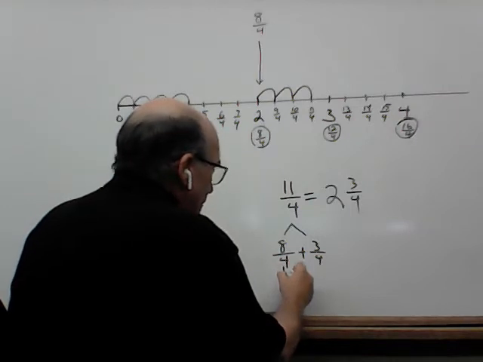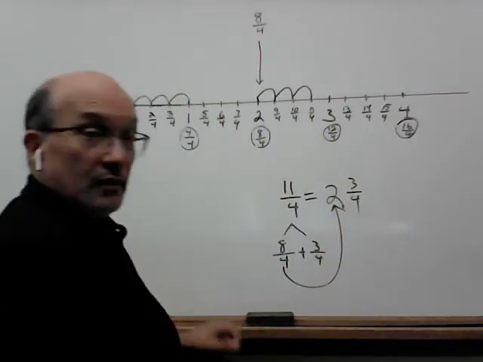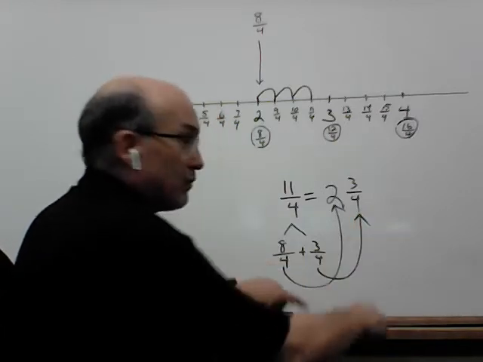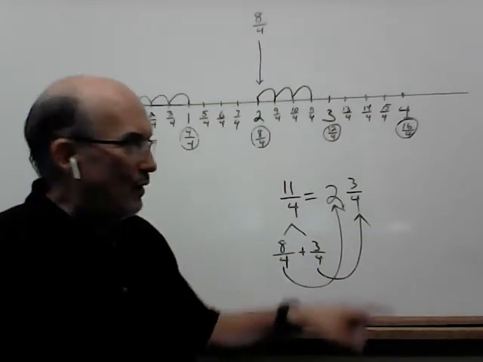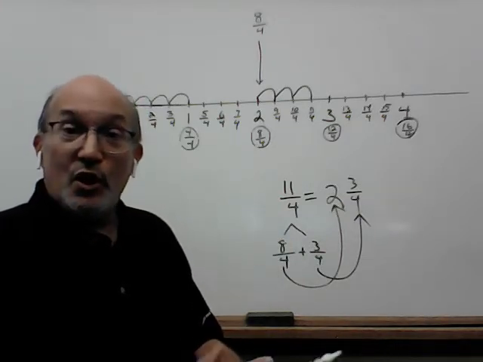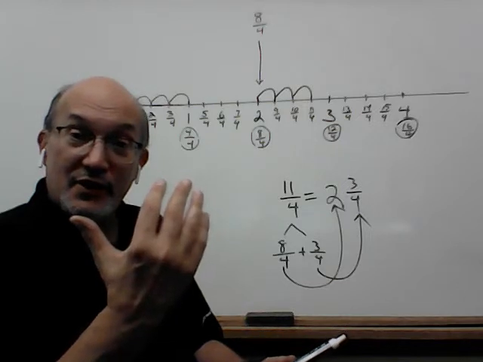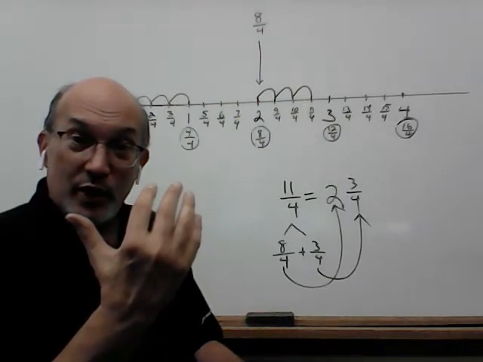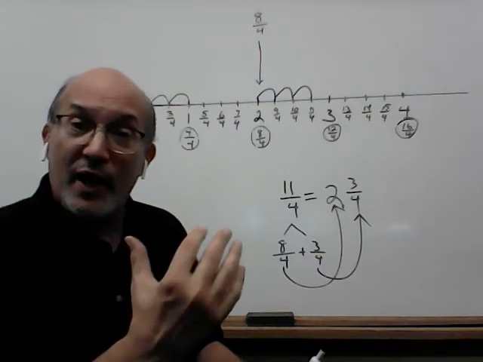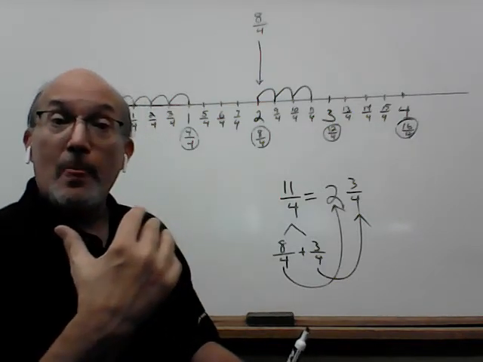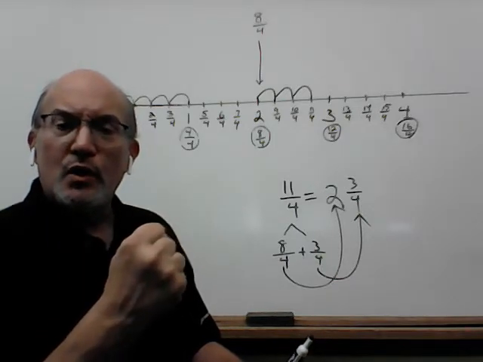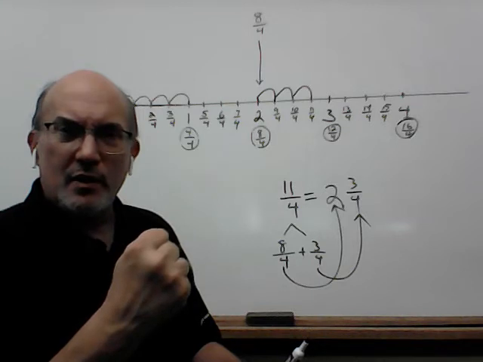So this 8/4 is the whole number 2, and then we add another 3/4. Without putting the plus sign there, the plus sign is understood. So this is how we convert or rewrite or re-express the so-called improper fraction as either a whole number or a mixed number.